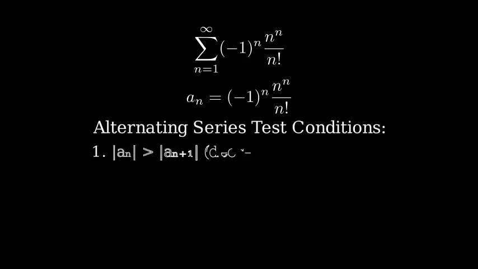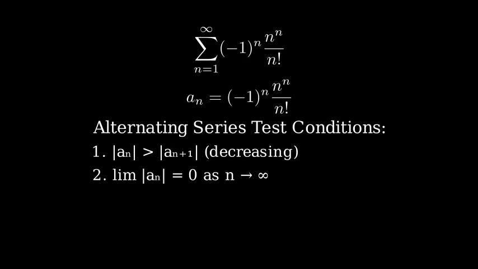For the alternating series test, we need to check two conditions. First, that the absolute value of the terms decreases, and second, that the limit of the absolute value of the terms approaches 0. Let's look at the absolute value of our terms. The absolute value of a sub n equals n^n over n factorial. Let's calculate the first few terms to see if they're decreasing.